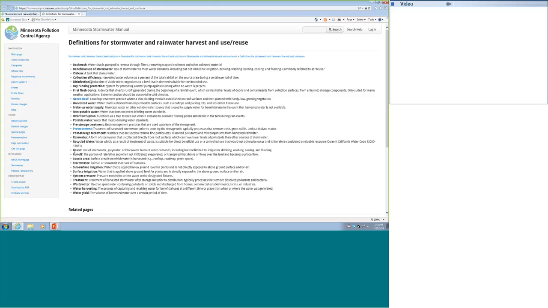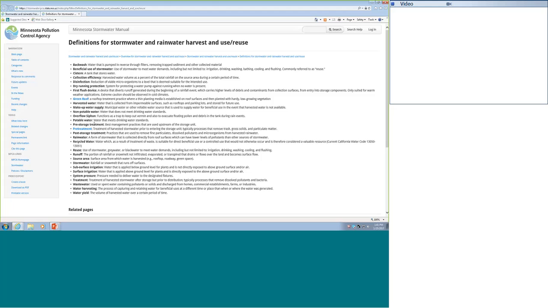So we've defined reuse, but also up here we say beneficial use of stormwater. So we're harvesting stormwater and we're using it again, for some other purpose. Two other terms I wanted to point out revolve around treatment. So here we have pre-storage treatment, pre-treatment, post-storage treatment, and just general treatment.